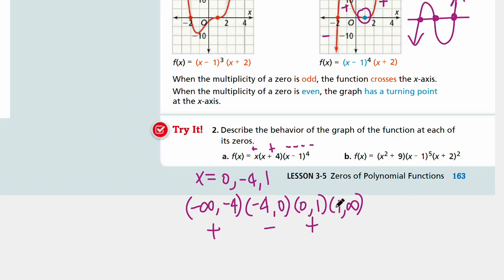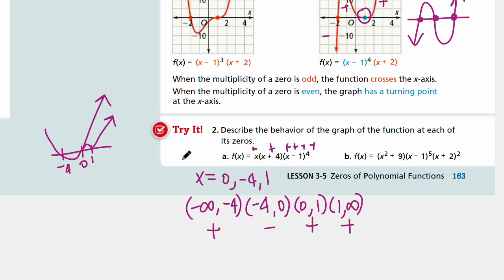And then pick a 2. That's greater than 1, right? That's positive, and then that's positive. So it's going to be positive. So here we know that from -infinity to -4, it is positive. And then from -4 to 0, it's negative. And then from 0 to 1, it's positive. And then 1 to infinity is positive. So you can't just draw your graph like this because they're both positive.